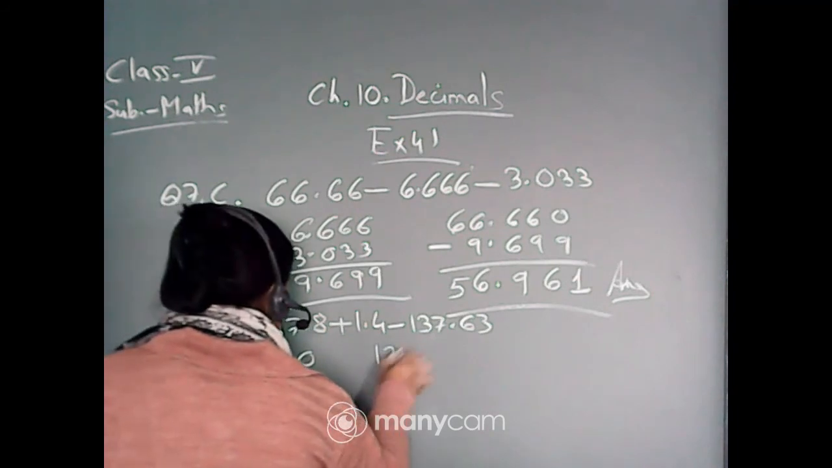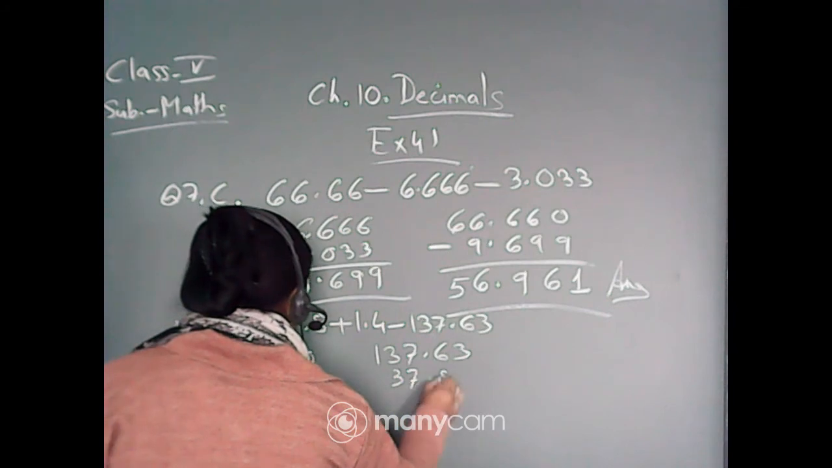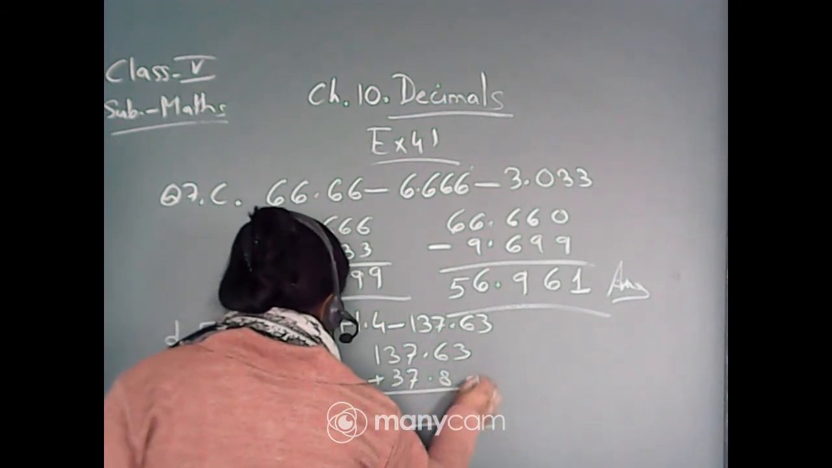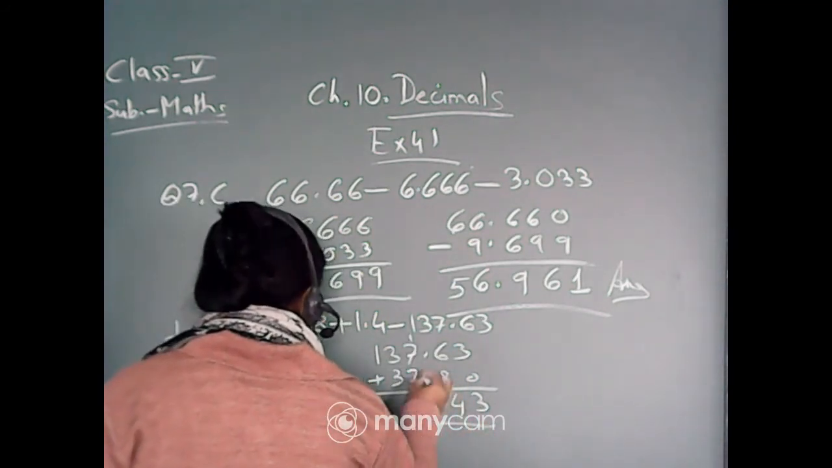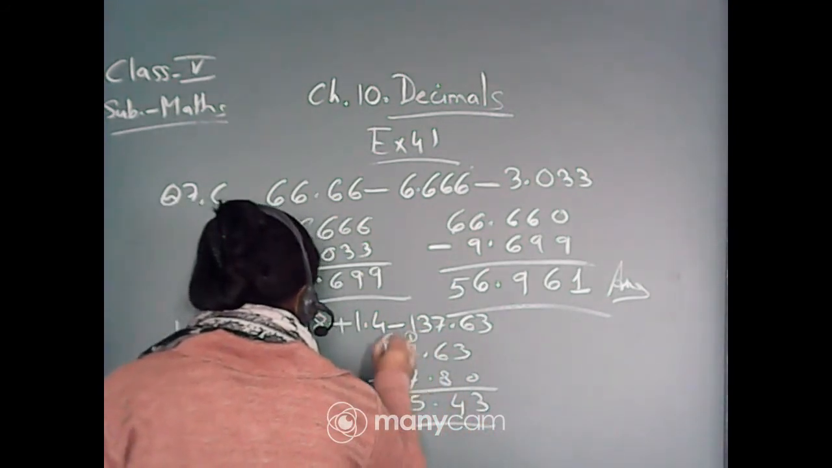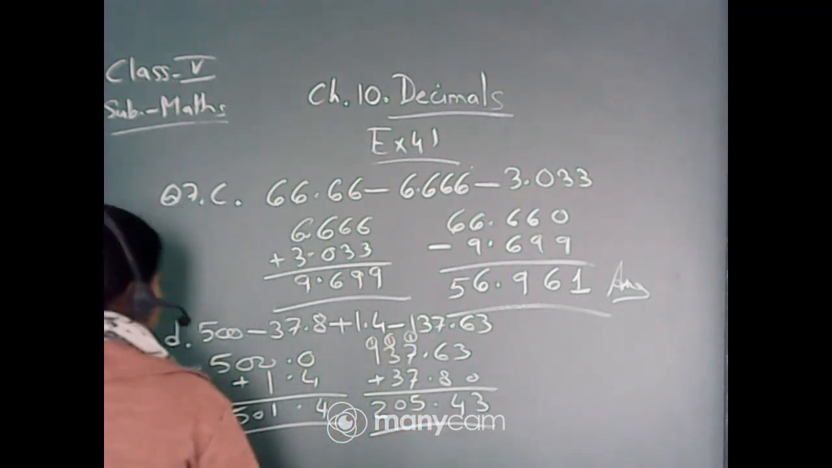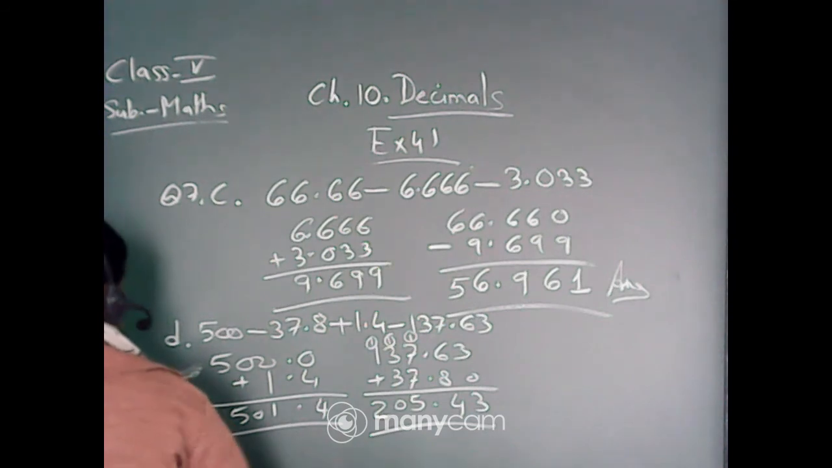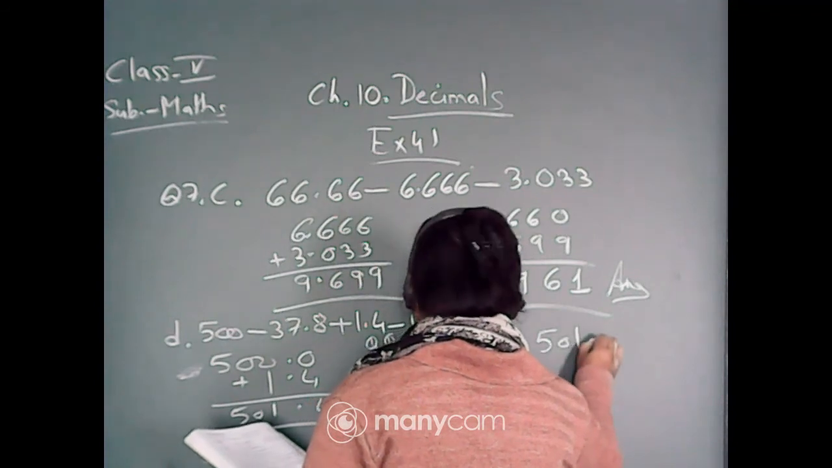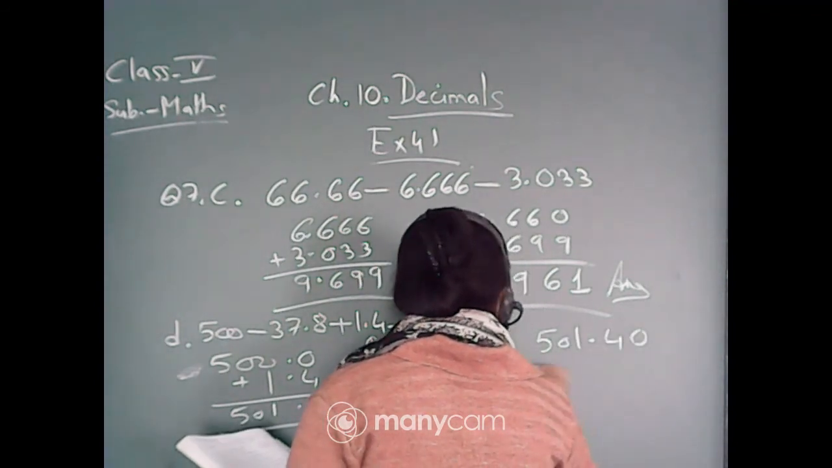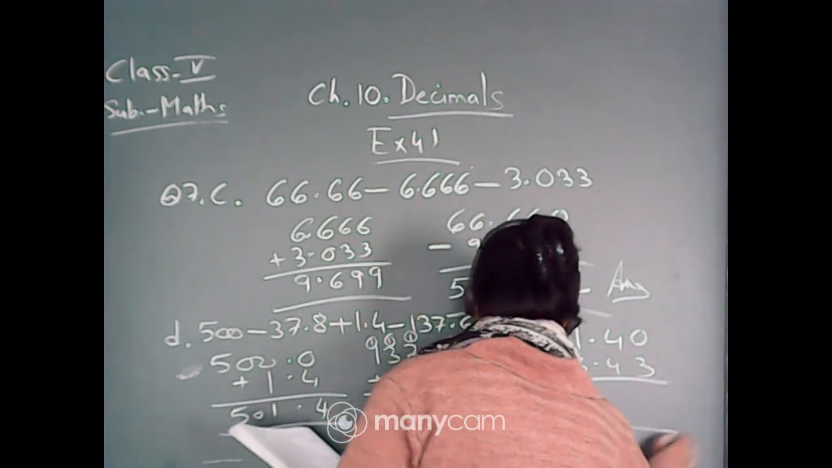Now these two terms are given in subtraction, so you will add these two. It is given 137.63 and 37.8. Add these two, 3 and carry 1. 205.43. Now you subtract this number from this 501.4. That means 501.40 minus 205.43.